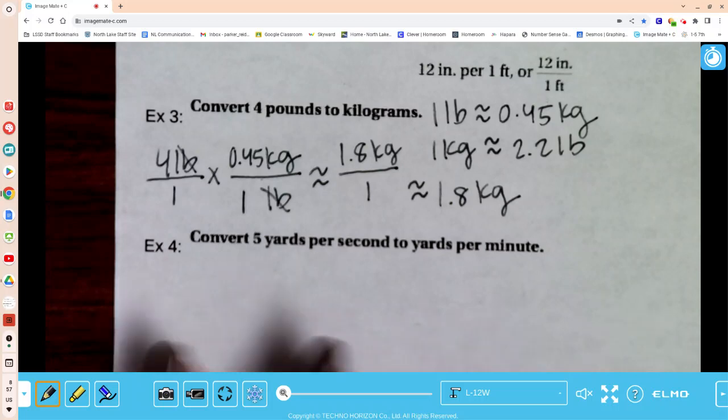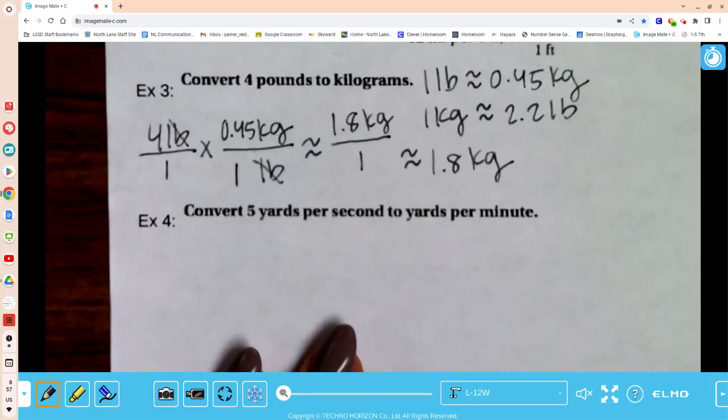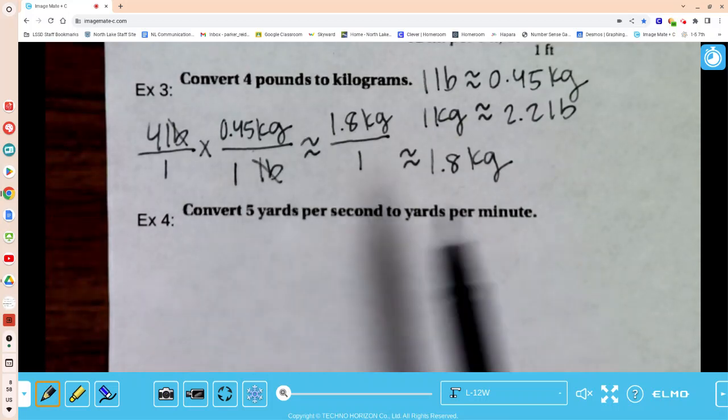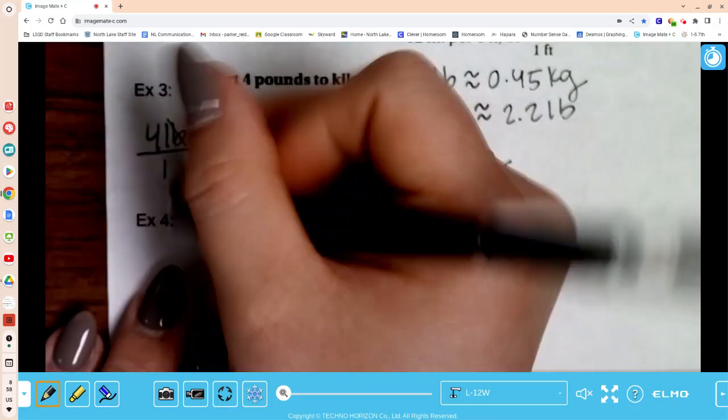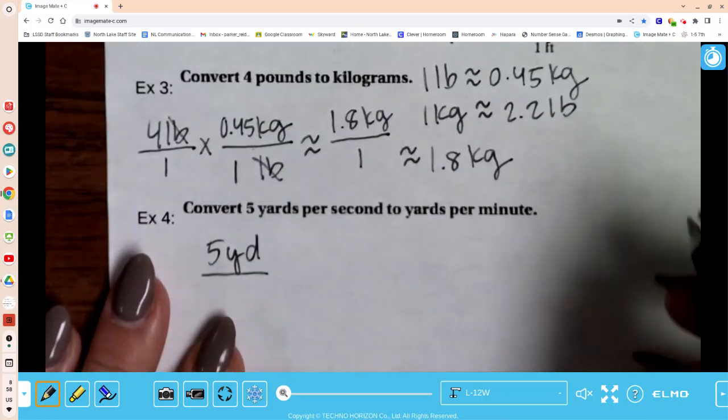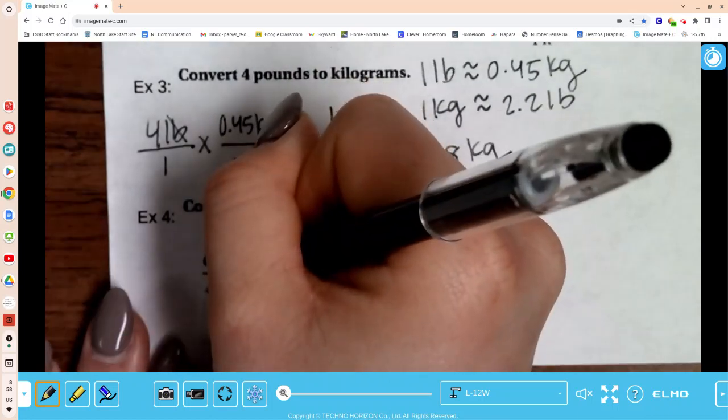Okay, we have one more to do. Last one says convert 5 yards per second to yards per minute. So this one's a little bit different. I don't just have a single measurement that I'm converting. I actually have a rate, yards per second. So instead of writing just 5 yards and then over 1, I'm going to put 5 yards over 1.